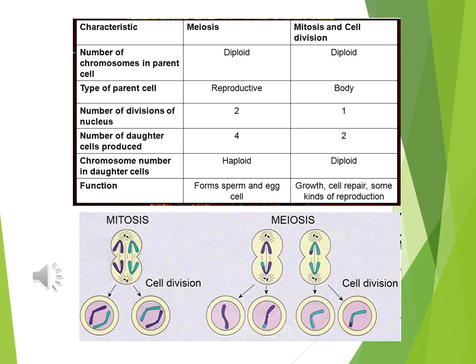In mitosis and cell division, the number of chromosomes in the parent cell is diploid, the type of parent cell is body, the number of divisions of the nucleus is 1, the number of daughter cells produced is 2, the chromosome number in daughter cells is diploid, and the function is growth, cell repair, and some kinds of reproduction.